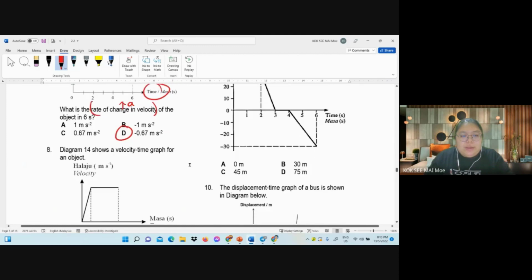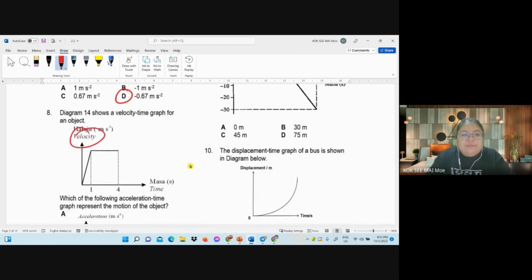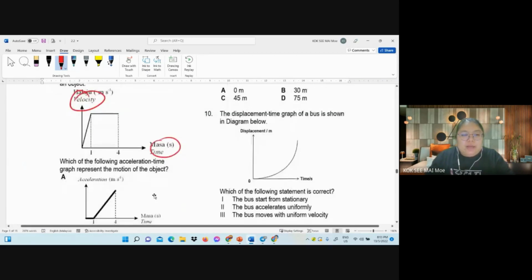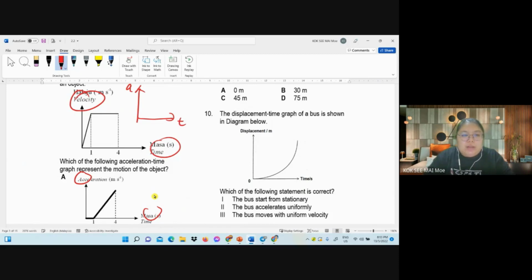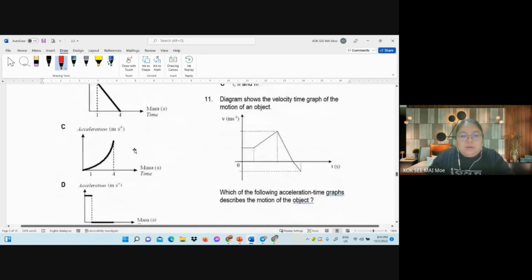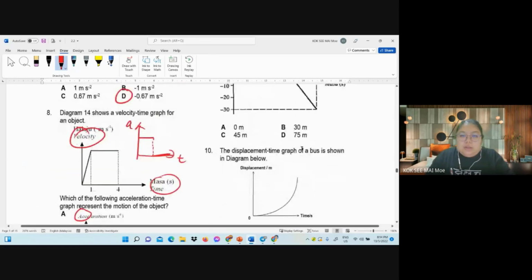Then we go to number 8, VT graph. Which one represents this VT graph? They want to convert it to acceleration. If I draw the acceleration-time graph myself, first the velocity increases constantly, so the acceleration should be flat. This one is constant velocity, which means no acceleration. So this should be the graph. A is out, B is also out, then we only have this one.